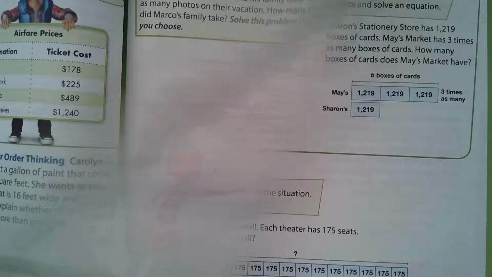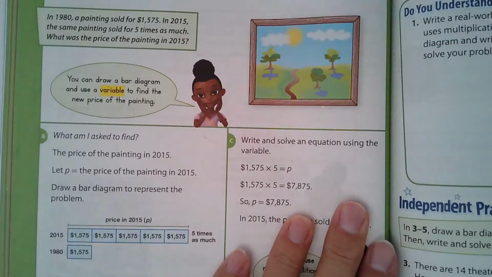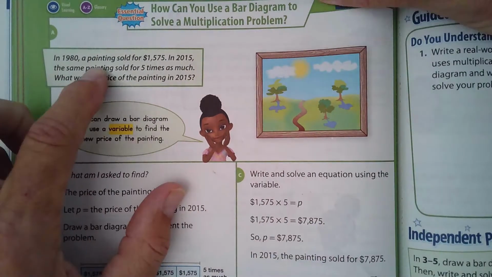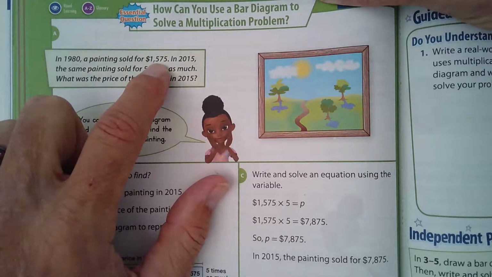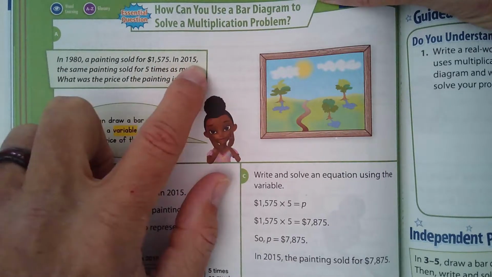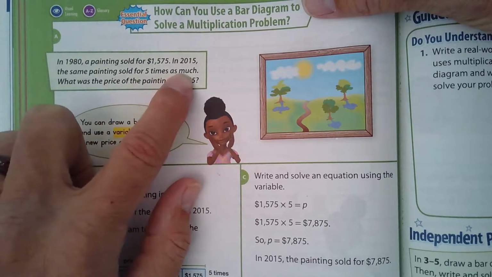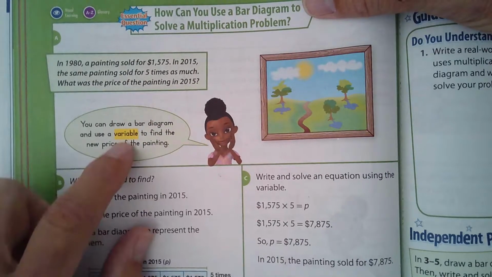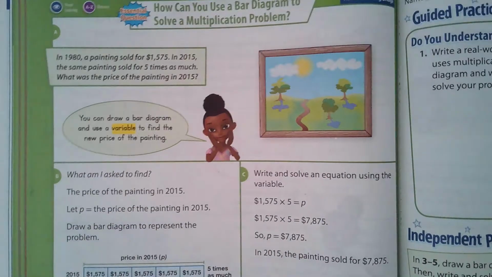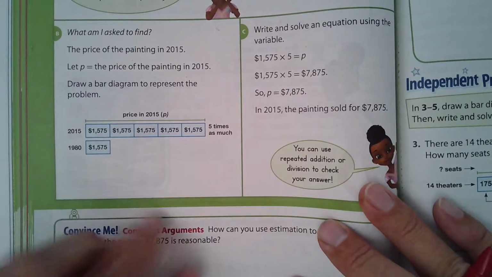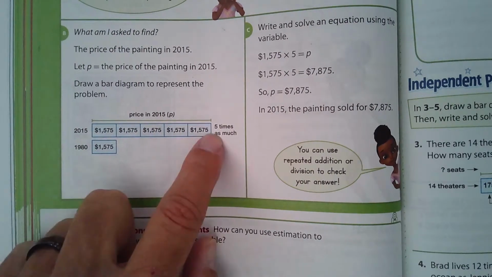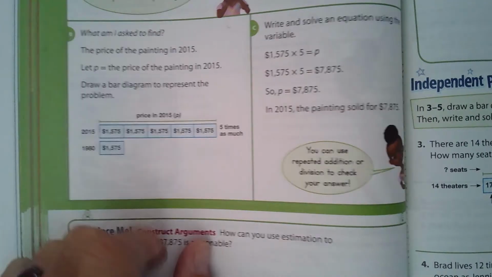Okay. Next page, page 110. They give you an example there. And it says in 1980 a painting sold for $1,575. Years later, in fact 35 years later, the same painting sold for 5 times as much. What was the price of the painting in 2015? And so it says you can draw a bar diagram, and they've done that down below. There's a 1980 price, and the 2015 price is 5 times as much. And so that's one way you could solve it.